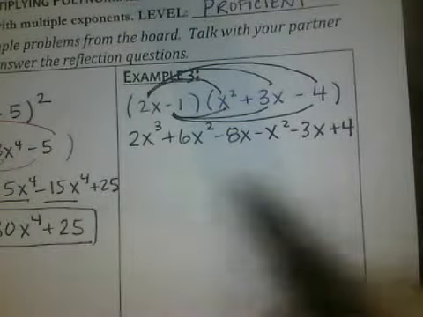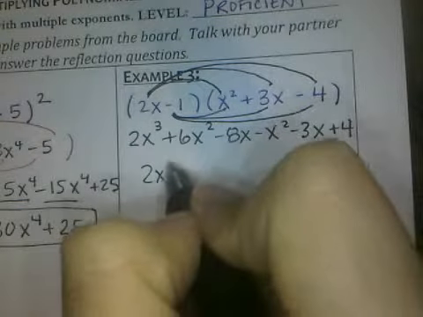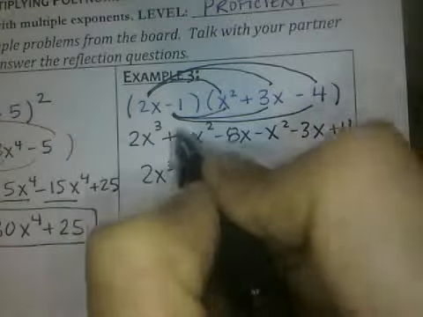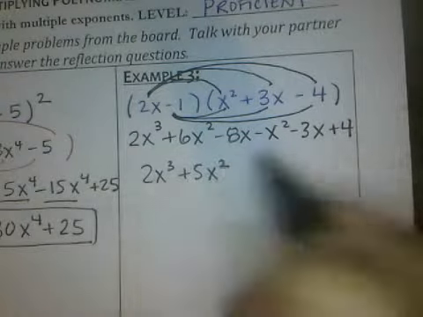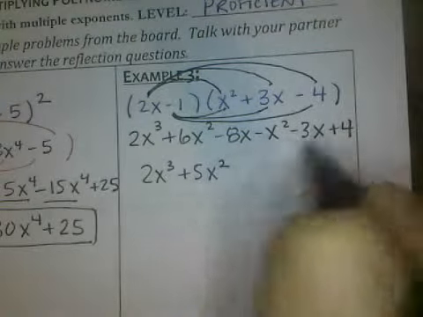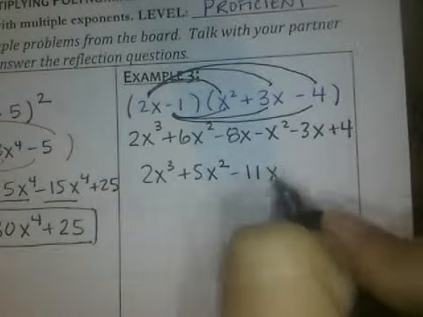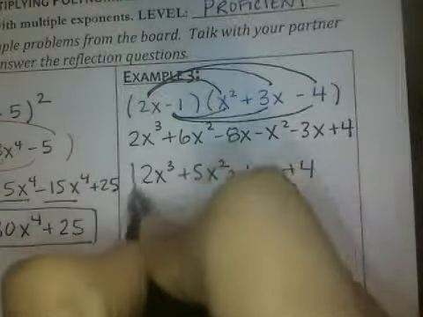Now all I need to do is add like terms. 2x cubed is on its own. 6x squared minus x squared is 5x squared. And negative 8x minus 3x is negative 11x. And plus 4 is at the back. That's your final answer.